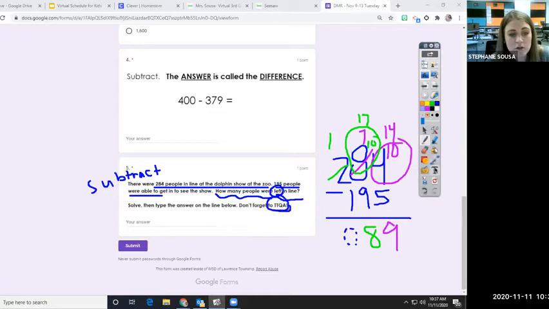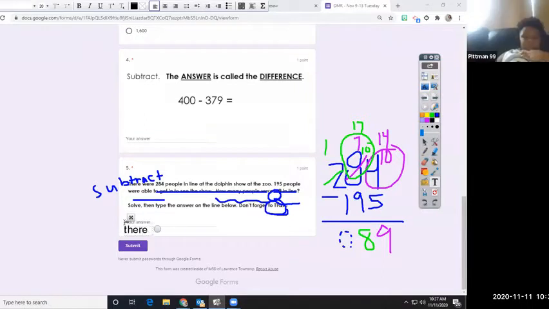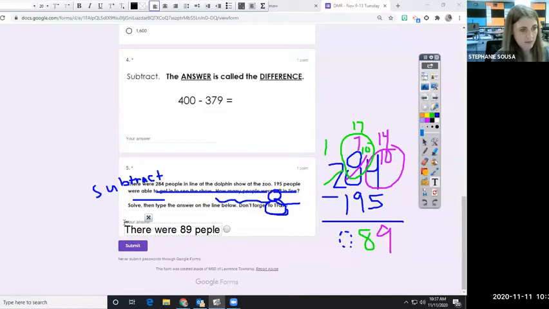It said solve, then type the answer on the line below. Don't forget to turn the question around. So you should have typed, there were 89 people left in line. I already know what the question is.